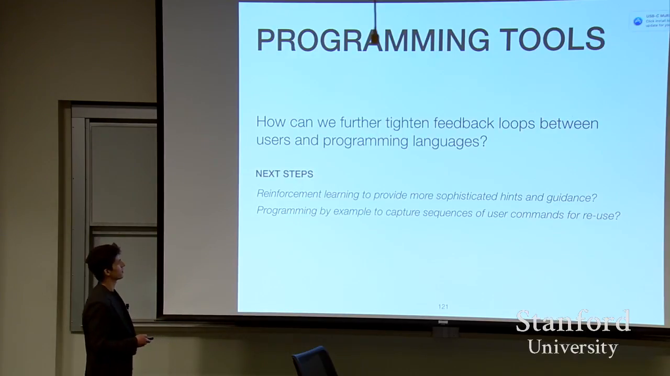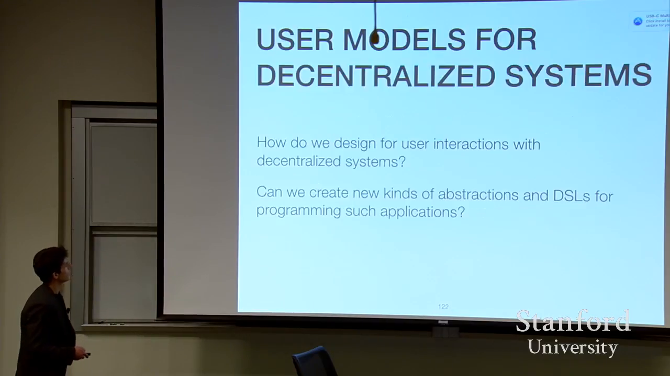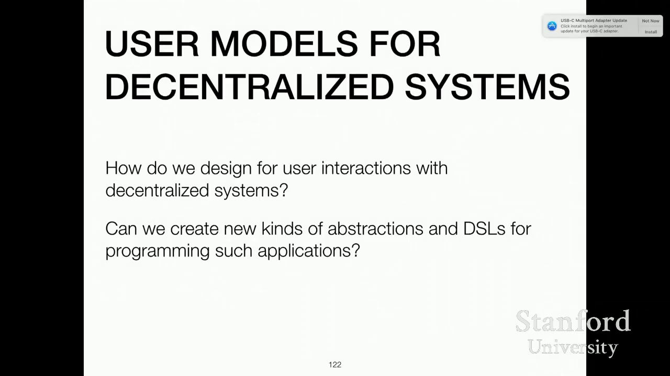Now there's one final area that I want to talk about, which is drawing on this similar idea of a user model, but with more of a focus on what we can think of as decentralized systems. If you look at how users are interacting with decentralized systems today, for example blockchain applications, and talk to people in this space, most users have absolutely no idea what's going on under the hood of these applications. Their mental models are just not designed for how these applications actually work.